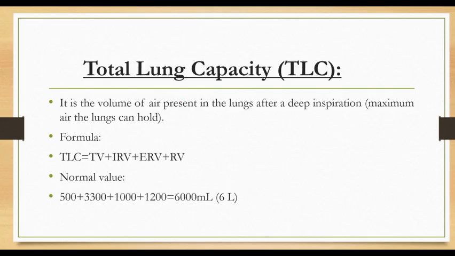Total lung capacity. It means all the air present in the lung, completely full. Here is the definition. It is the volume of air present in the lung after a deep inspiration, the maximum air the lungs can hold. Formula: TLC equals TV plus IRV plus ERV plus RV. TLC total lung capacity, TV tidal volume plus IRV inspiratory reserve volume plus ERV expiratory reserve volume plus RV residual volume. Normal value is 500 plus 3300 plus 1000 plus 1200 equals 6000 ml. That is 6 liter.